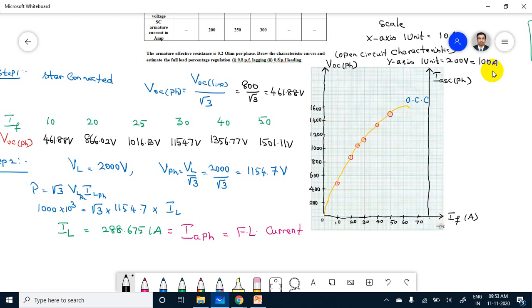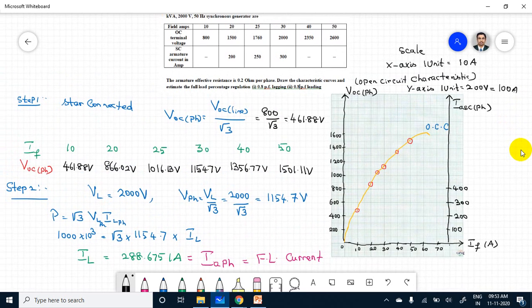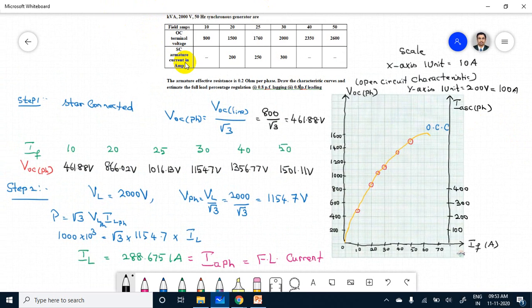So this value I am going to write here: 100, 200, 300, 400. Okay, now I am going to plot field ampere versus short circuit current.